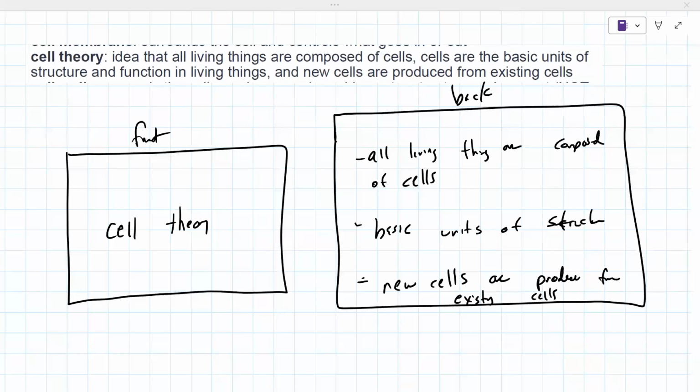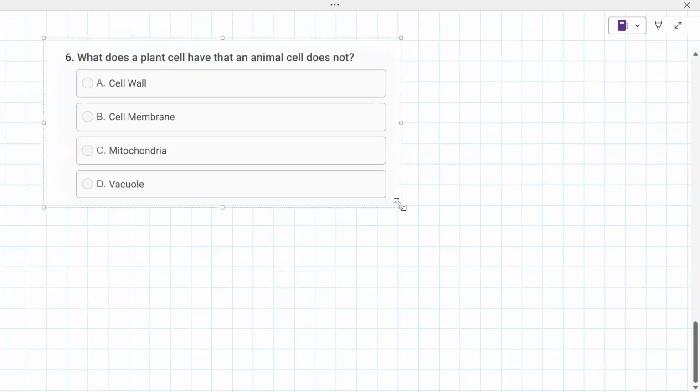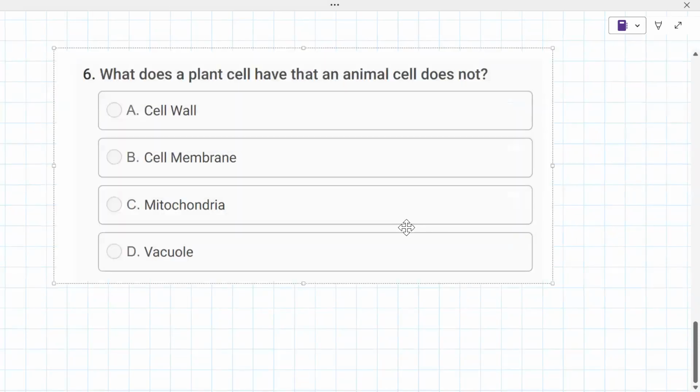All right, so I think I've got a question here that we can finally answer. Here we go. Okay, could you read this question out loud for us? What does a plant cell have that an animal cell does not have?